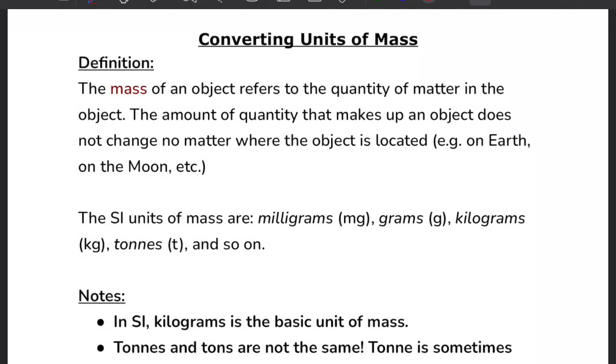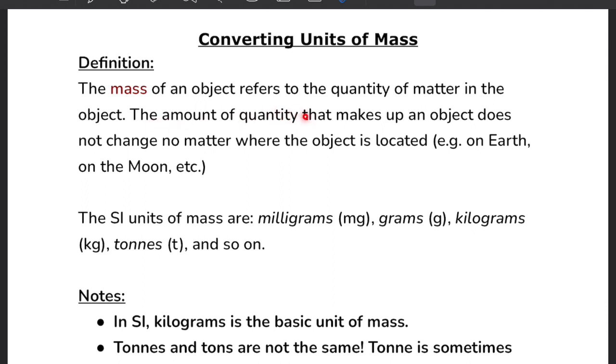Hello everybody. In this video we are going to introduce SI units of mass, or metric units of mass. The mass of an object refers to the quantity of matter in the object. So how much matter makes this object up, okay?